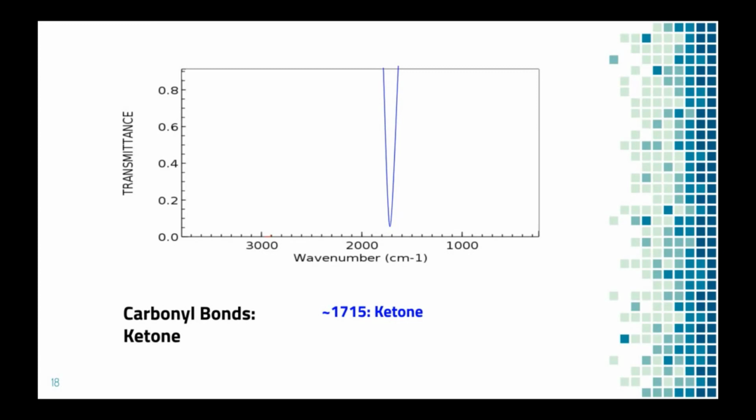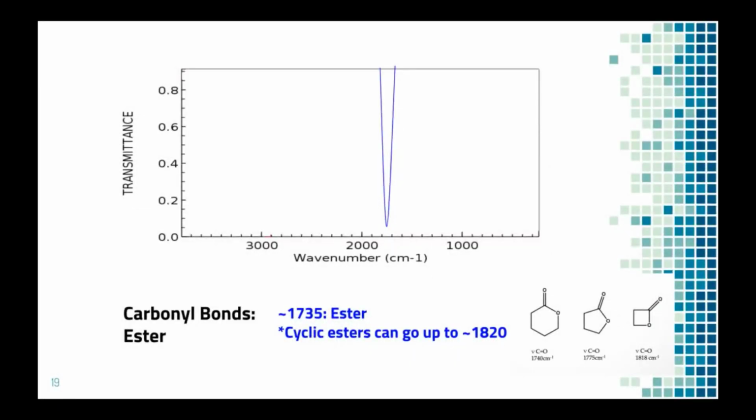So now I want to go more into the carbonyl bonds, and I want to break it up into each one because it can be slightly confusing considering that they all are around the 1700 range. But I just want to break it down. So if we're looking at the carbonyl bonds, ketone shows up essentially by itself at around the 1715 range. And then if we're looking at an ester, esters will go slightly higher. So they'll be around the 1735 range.